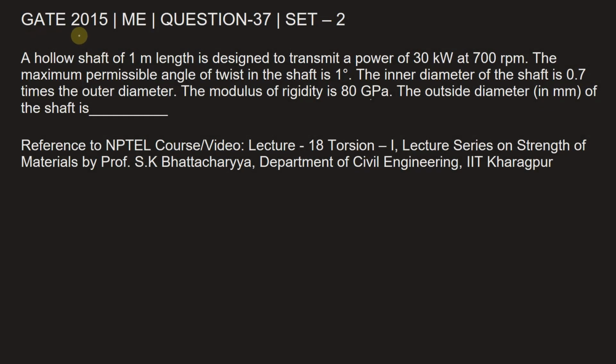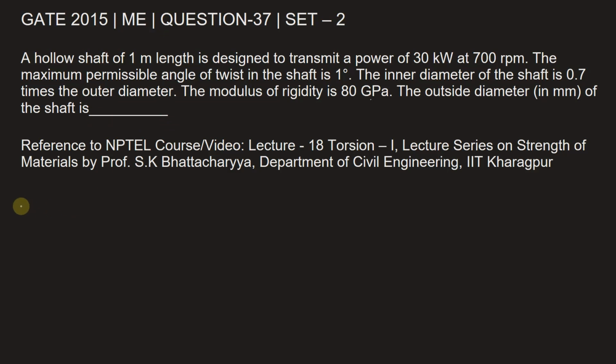This question is from GATE 2015 Mechanical Engineering paper, set 2, question number 37. A hollow shaft of 1 meter length is designed to transmit a power of 30 kilowatt at 700 rpm. The maximum permissible angle of twist in the shaft is 1 degree. The inner diameter of the shaft is 0.7 times the outer diameter. The modulus of rigidity is 80 gigapascal. Outside diameter in millimeters of the shaft is dash.